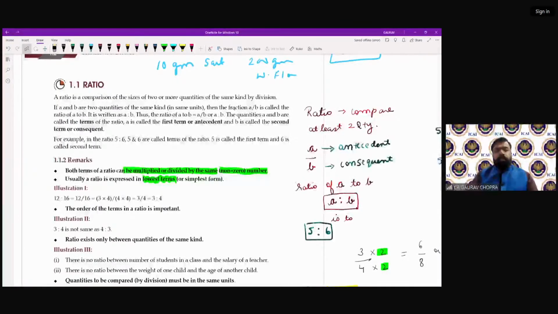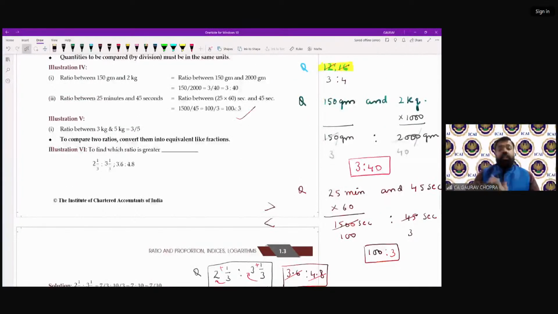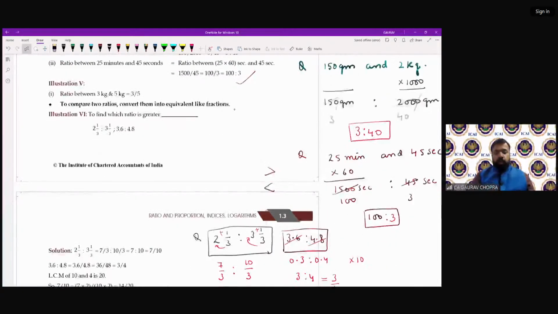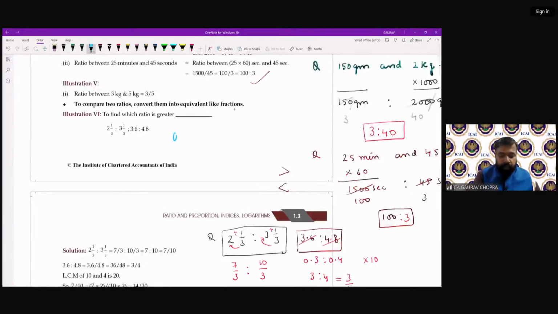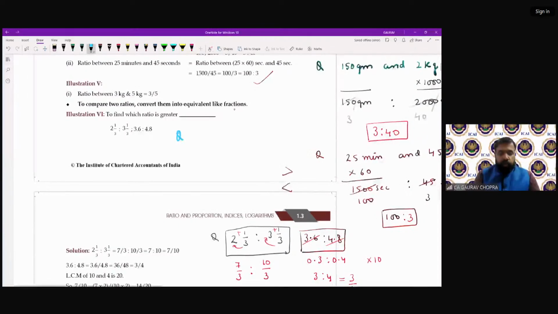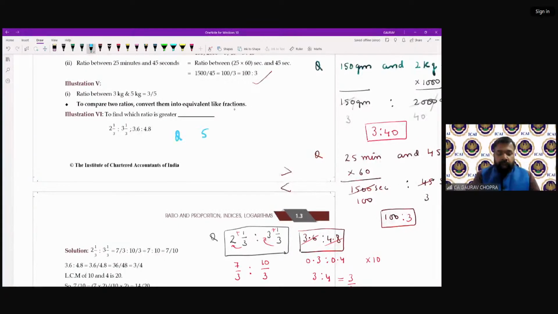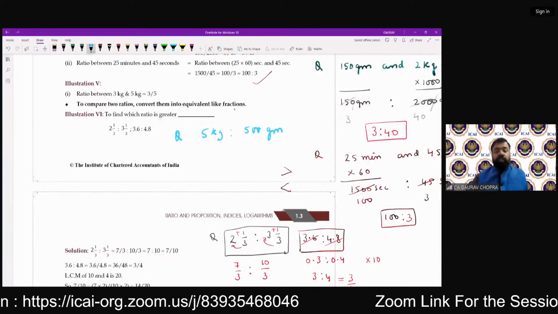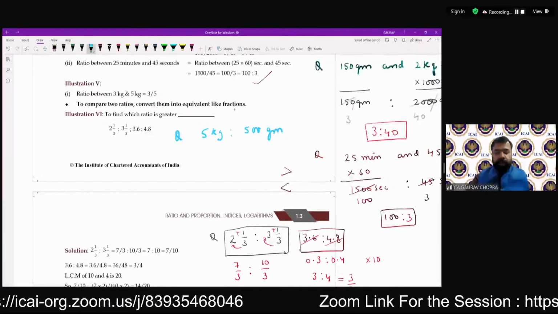This chapter is basically a scoring chapter and a base chapter for mathematics. Every student should find this an easy chapter. Now I am asking a question and you have to answer quickly in the chat box with the correct result. My question is, you have to find out the ratio between 5 kilogram and 500 grams. I want to see how many of you are active, and I want the answer quickly in the comment box.